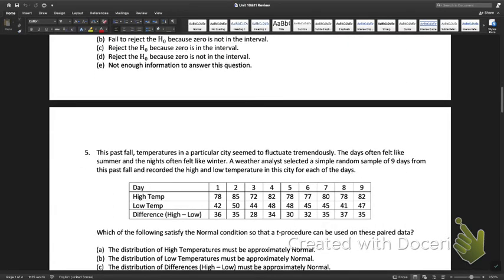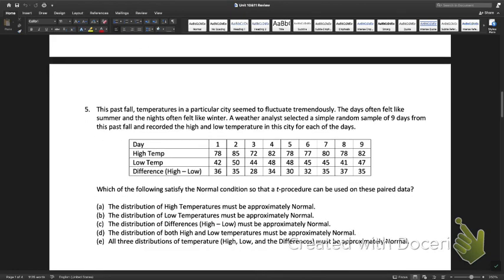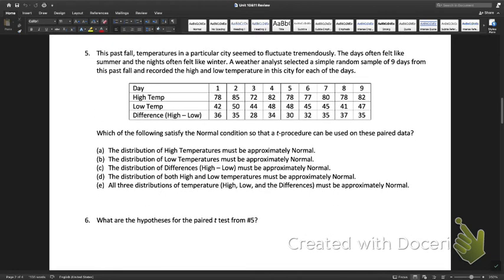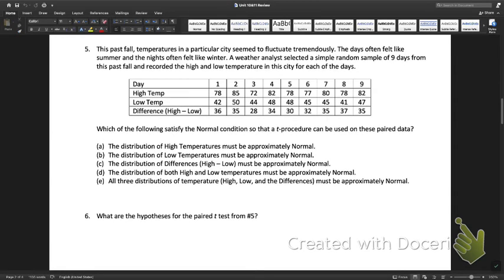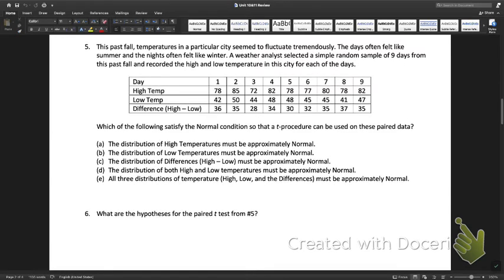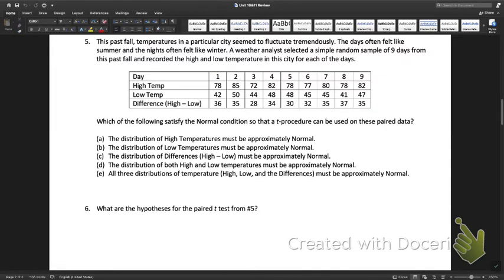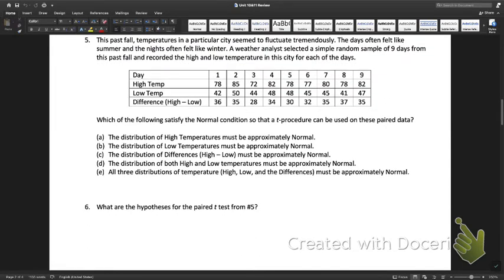All right, number 5. This past fall, temperatures in a particular city seemed to fluctuate tremendously. The days often felt like summer and the nights often felt like winter. A weather analyst selected a random sample of 9 days from this past fall and recorded the high and low temperatures in this city for each of the days. So we have our chart here. Which of the following satisfy the normal condition so that the T procedures can be used for these paired data?